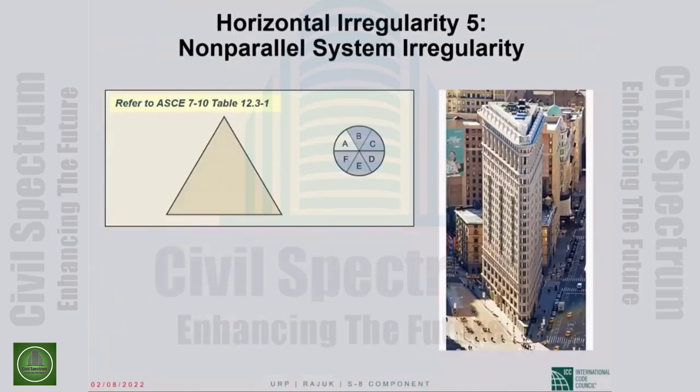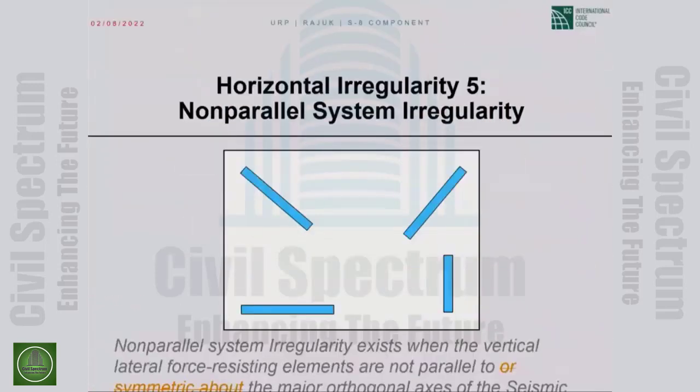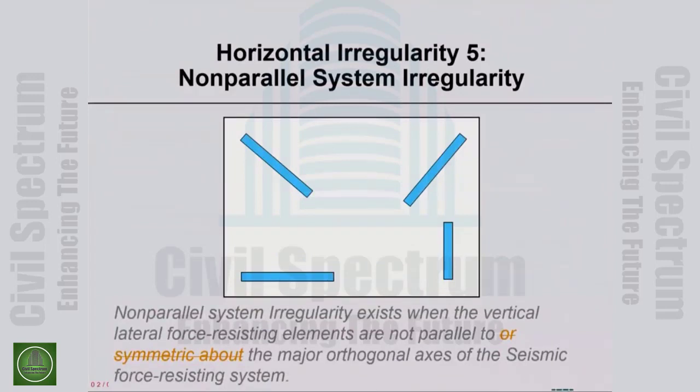The final horizontal irregularity is non-parallel seismic force resisting systems. This building, I do not know what the system is, but if you have a triangular shear wall in a building, that would be a non-parallel seismic force resisting system. So the definition is: non-parallel system irregularity exists when the vertical lateral force resisting elements are not parallel to the major orthogonal axis of the seismic force resisting system.